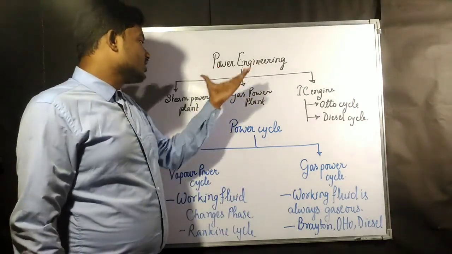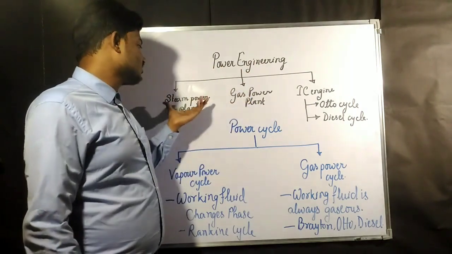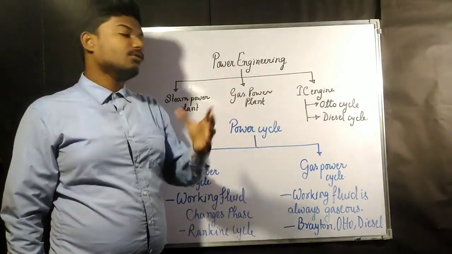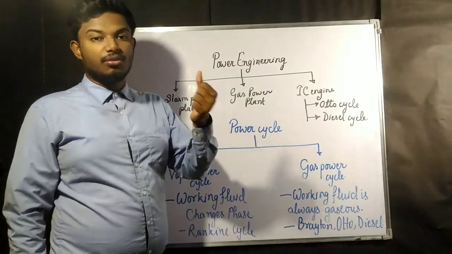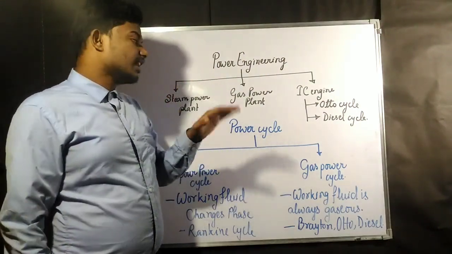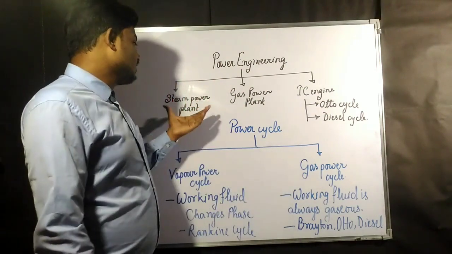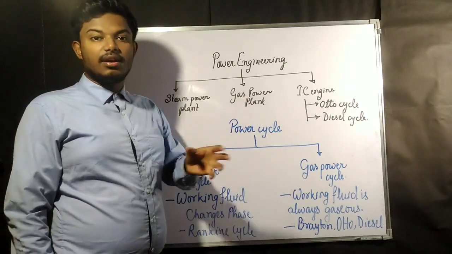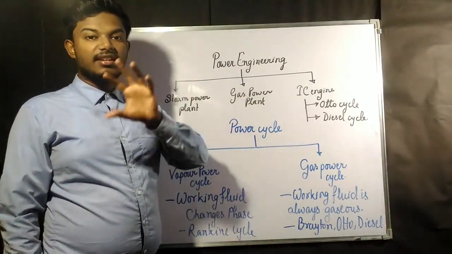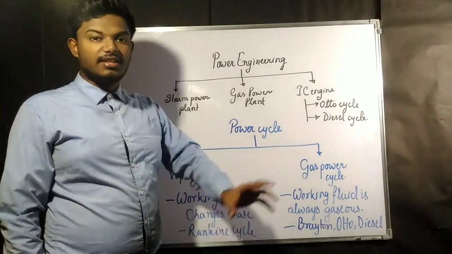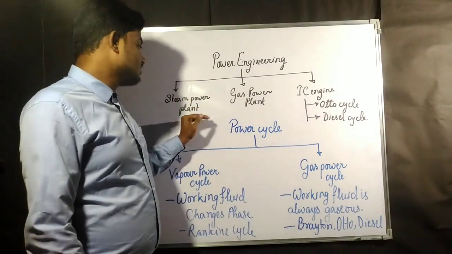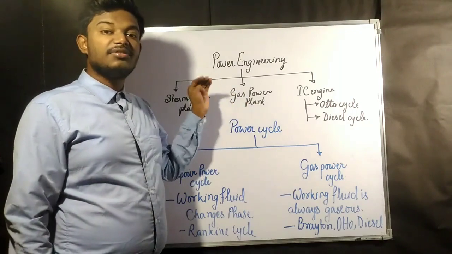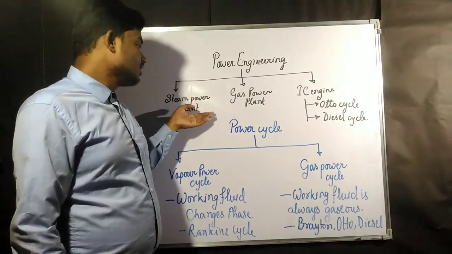Power engineering is generally divided into three parts: steam power plant, gas power plant, and IC engine. That means in the real world, whatever power is generated with the help of alternative energy, one of them is the steam power plant. Steam power plant means the working fluid used inside the parts of an engine is going to be water or steam. That means phase change takes place inside the steam power plant.